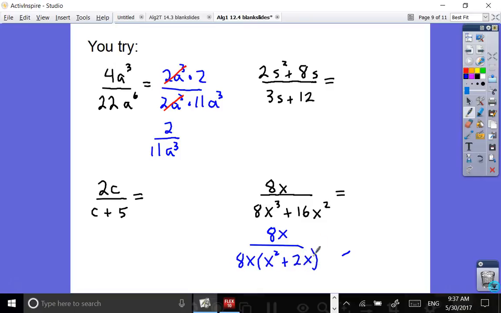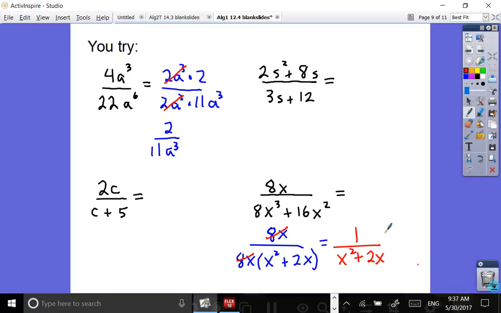Okay. So then we can cancel. 8x cancels with 8x. What does that leave? I think Callie said x squared plus 2x. That's not quite right. If I cancel the 8x's, what's left? 1 over x squared plus 2x. That's a common mistake. So if it's in the denominator, it needs to stay in the denominator.